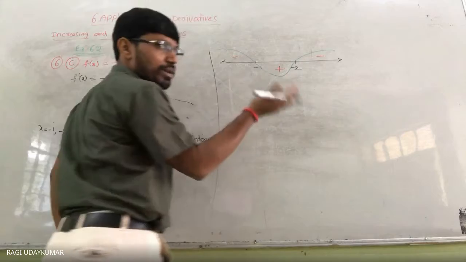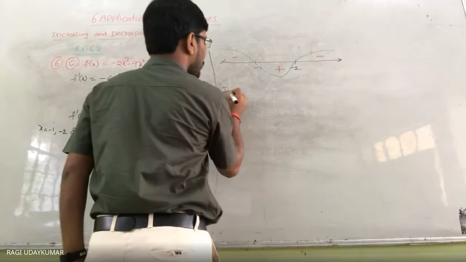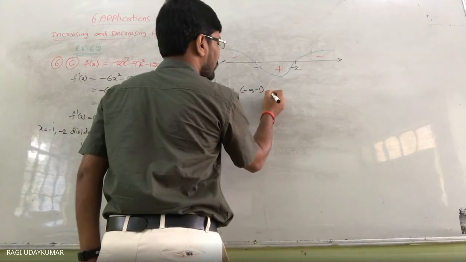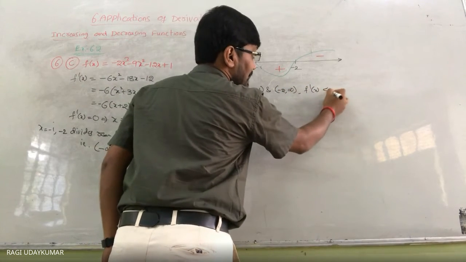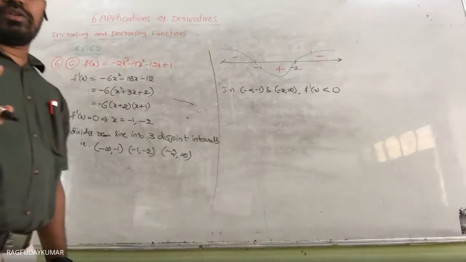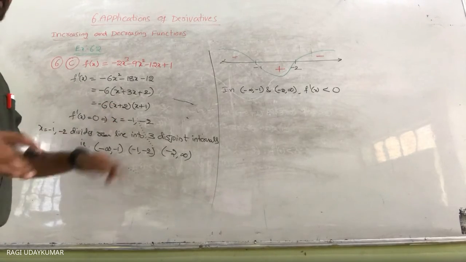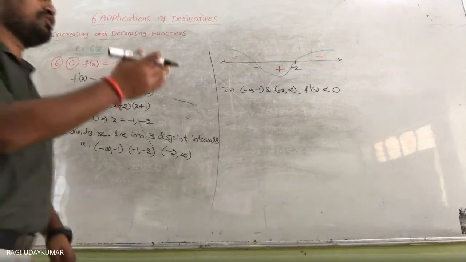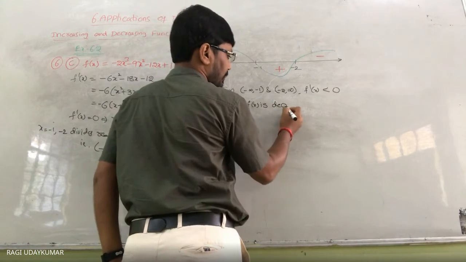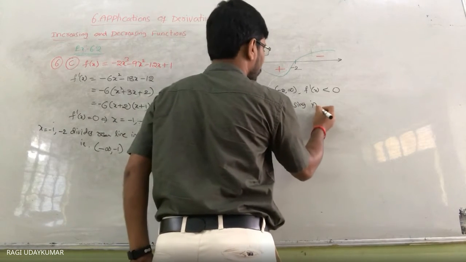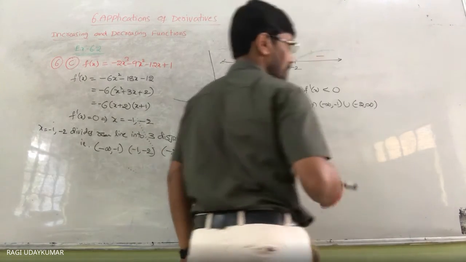You need to mention that in those intervals f dash of x will be less than 0. So in minus infinity to minus 2 and minus 1 to plus infinity, f dash of x is less than 0, not greater than 0. Do remember, as we have a minus symbol here, that's why it is less than 0. Therefore, f of x is decreasing in minus infinity to minus 2 union minus 1 to infinity.